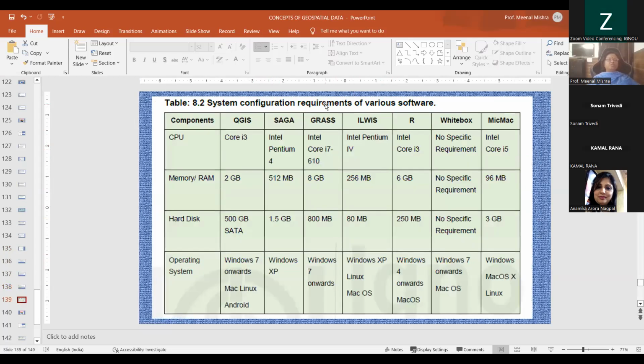Now, what are the system configurations of various software? There you have a table with the different system configurations for the different software which are listed in your SLMs and which we have discussed. I need not go into detail.